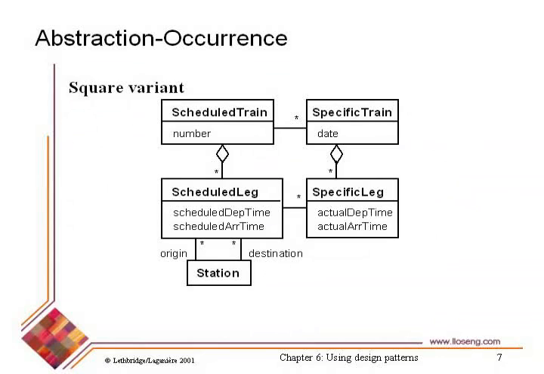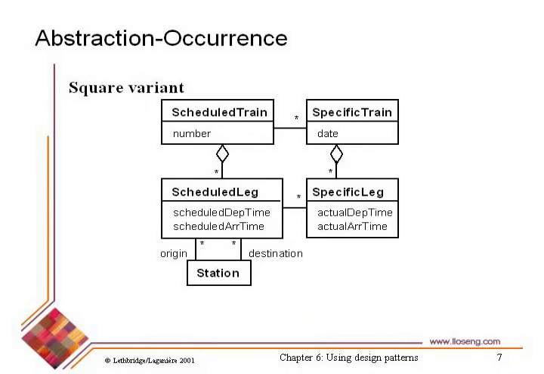This diagram on slide 7 shows two occurrences of the abstraction-occurrence pattern. I call this the abstraction-occurrence square variant, because what we're seeing here is a pattern which occurs quite commonly in scheduling applications. So again, we have this notion of the scheduled thing and the specific thing. We saw that in the airline system. We have a scheduled, regular flight, and then the specific flight, which is the occurrence that goes on a particular day.